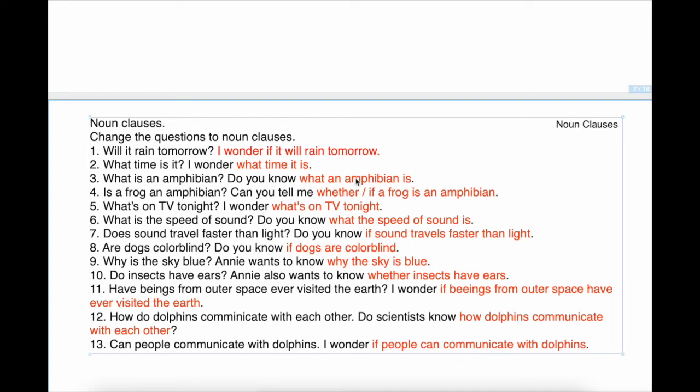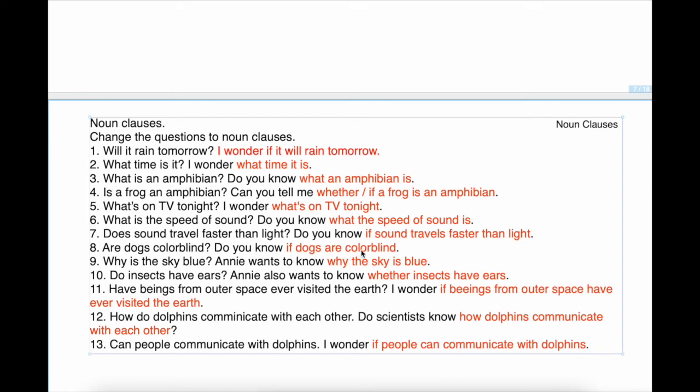Amphibian is a creature that lives on earth and in water. Can you tell me whether or if a frog is an amphibian? This is direct question, but this is information question. I wonder what's on TV tonight, because what is the subject in this sentence, so no change. Do you know what the speed of sound is? This is noun clause. Do you know if sound travels faster than light? Noun clause.